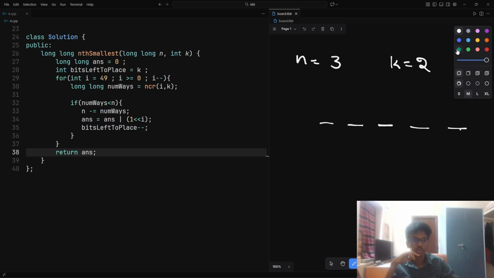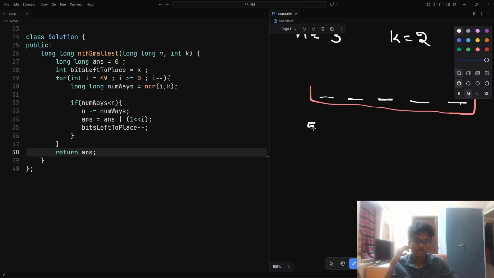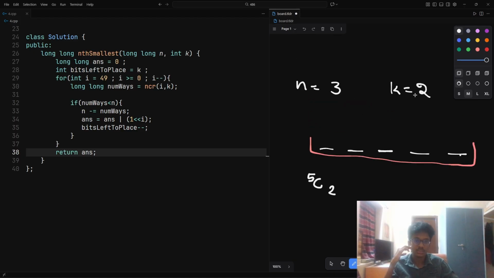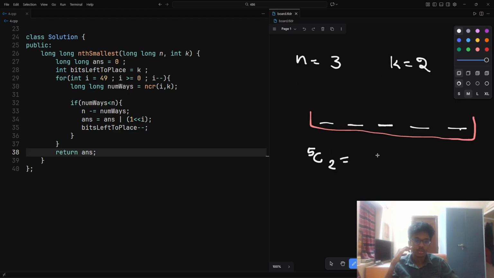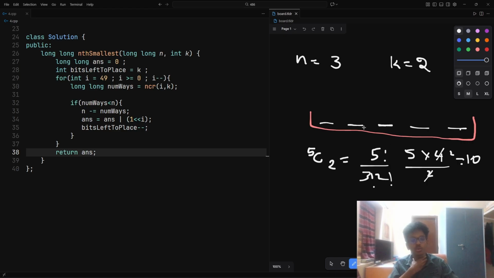What are we trying to do? In these 5 bits, can I place two ones? Yes. In how many ways? 5c2 ways. I can place k ones, that is 2 ones, in 5c2 ways. What is 5c2? 5c2 is 5 factorial by 3 factorial, 2 factorial, which is nothing but 5 into 4 by 2, which is 10, isn't it? So there are 10 ways to place it.